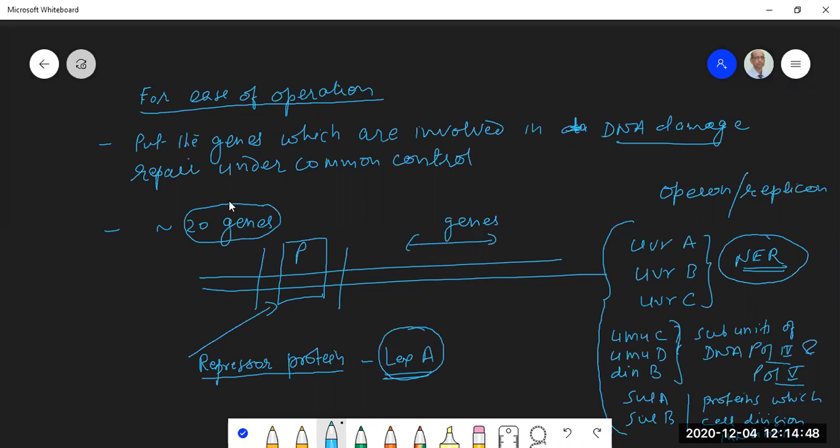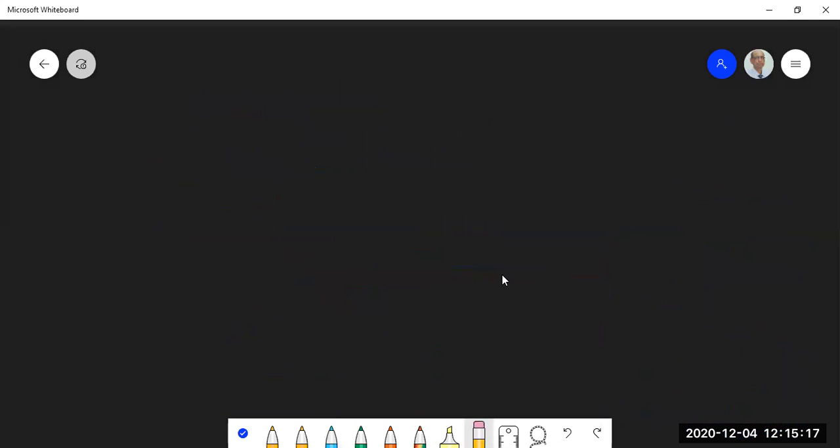There are approximately 20. What nature has done is grouped them into maybe two, maybe three different replicons and put them under common control, so that as and when required, their expression can take place from a common promoter. When not in use, these genes remain switched off because the promoter is occupied by a repressor protein called LexA. Let us see something about this repressor protein LexA.